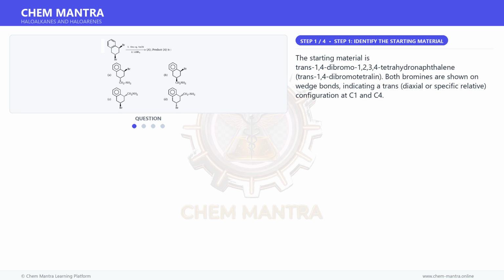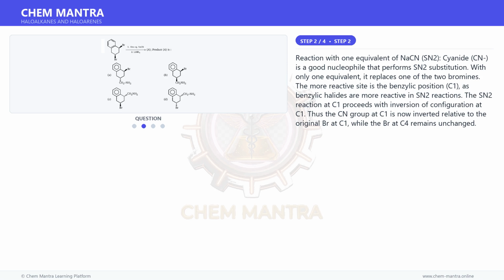The starting material is trans-1,4-dibromo-1,2,3,4-tetrahydronaphthalene. Both bromines are shown on wedge bonds, indicating a trans, diaxial or specific relative configuration at C1 and C4. Moving on to the next step.